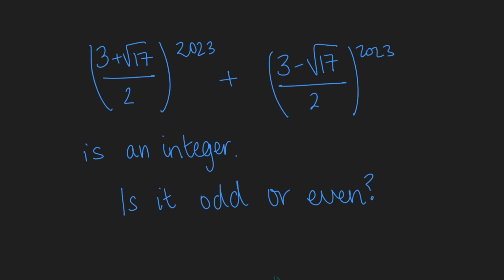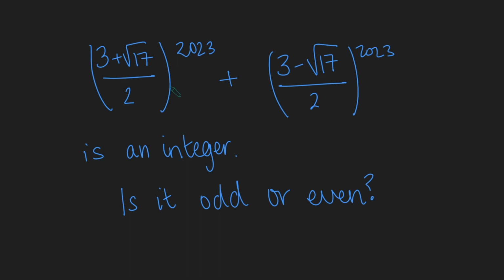Today I've got a really interesting problem to do with this huge number here. (3 + √17)/2 to the 2023 plus (3 − √17)/2 to the 2023. It turns out that this number here is an integer. The question is, is it odd or is it even?